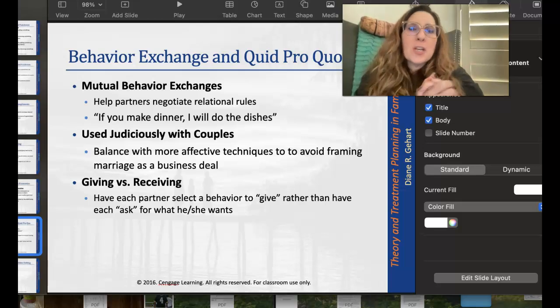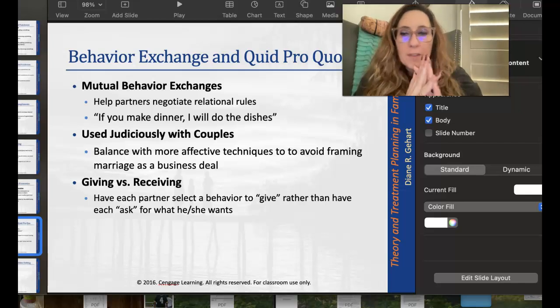So, behavior exchange and quid pro quo. Mutual behavior exchanges help partners negotiate relational rules. If you make dinner, I'll do the dishes. That's helpful with roles because that's where a lot of conflict sometimes can be.